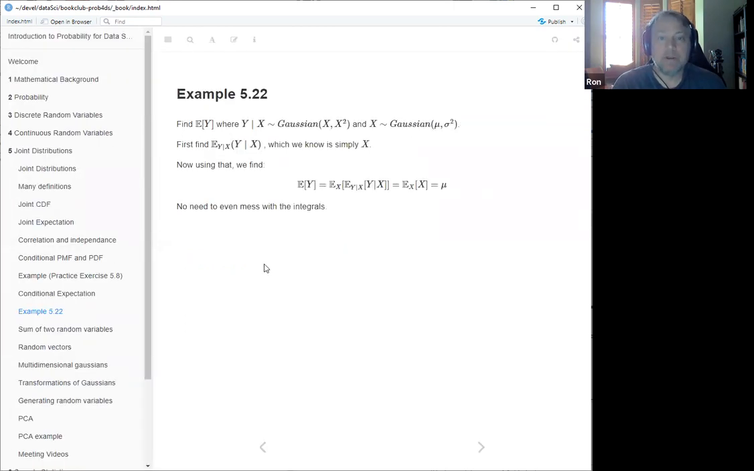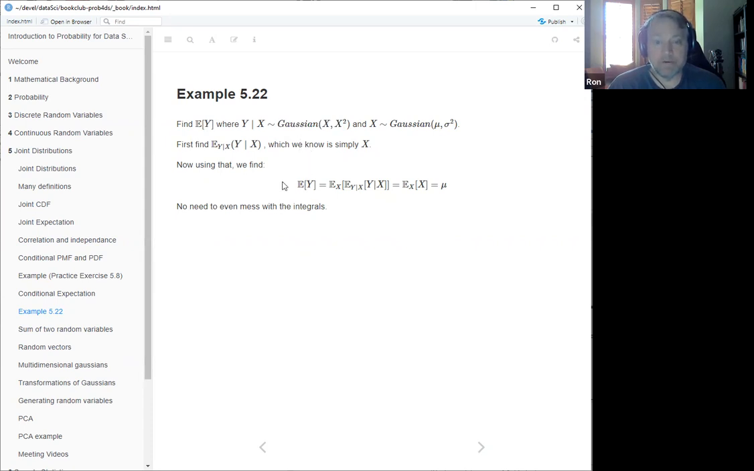So let's look at another example. Let's find the expectation value of Y, where we know the conditional distribution of Y for a given X is Gaussian with mean X and variance X squared, and X itself is distributed as a Gaussian with mean mu and variance sigma squared. First we find the expectation over the conditional distribution of Y given X. What's the average of this distribution? It's just X.